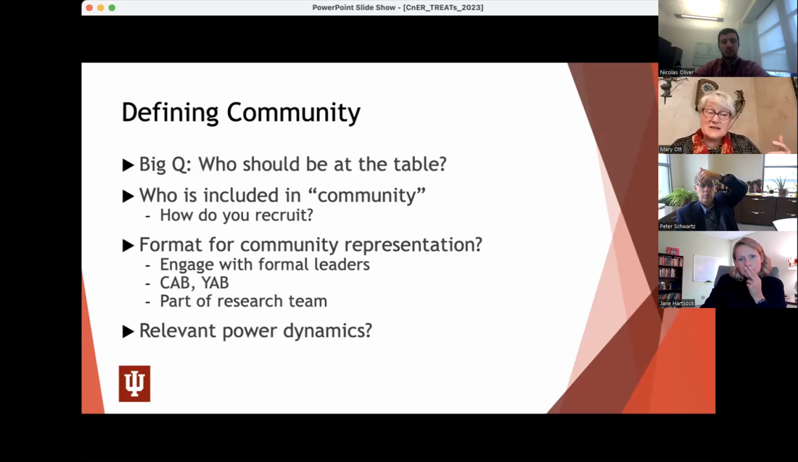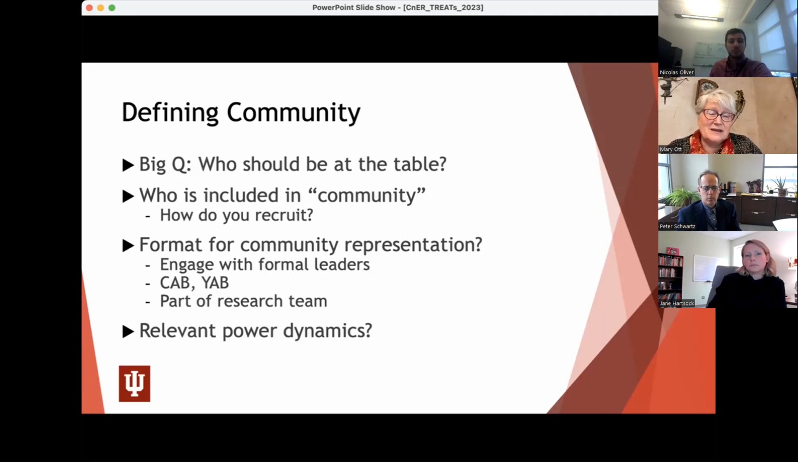So not just for this project, but for any project where we're thinking about engaging community, what's our format for community representation? We could engage with formal leaders. We could put together community advisory boards or youth advisory boards. We could have youth leadership teams. Community members can be part of the research team. And then, when you engage with the community, what's going to be the vehicle for doing that? And then what are the relevant power dynamics?